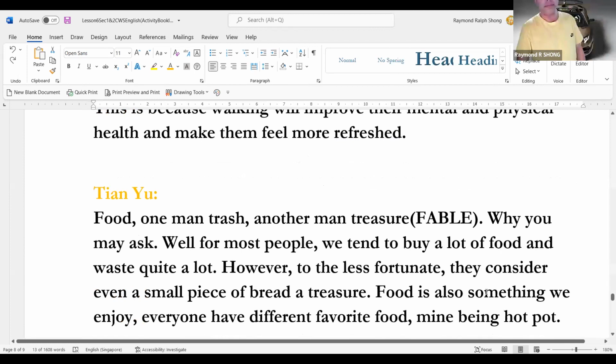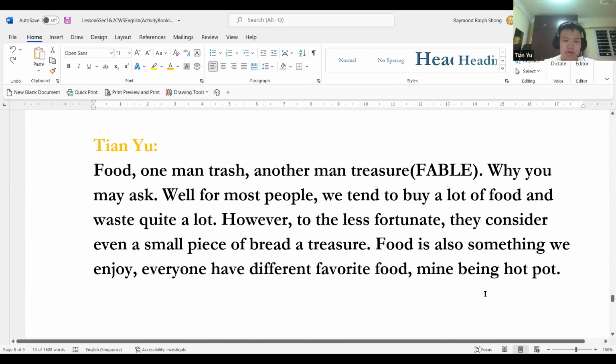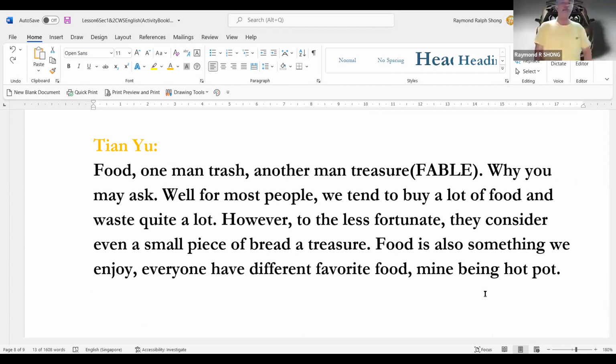Tian Yu, your turn. Your introductions. Okay, can you also start with fables? Food. Okay. One man's trash, another man's treasure. Why, you may ask? Well, for most people, we tend to buy a lot of food and waste a lot. However, to the less fortunate, they consider even a small piece of bread a treasure. Food is something we enjoy. Everyone has different favorite food.